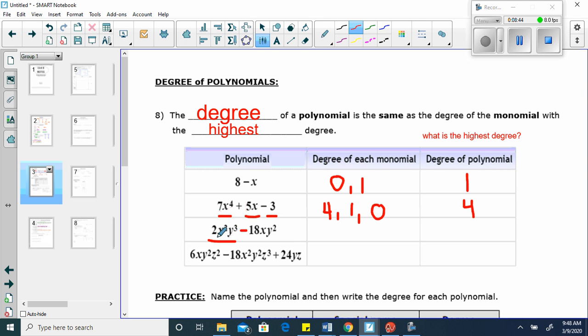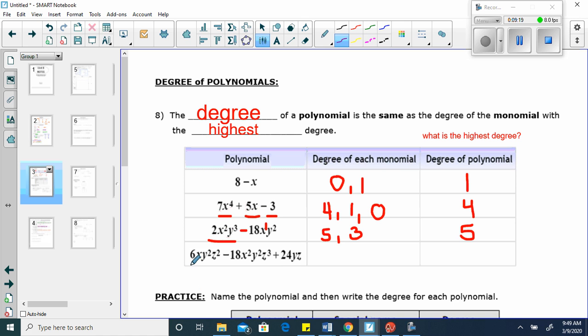What is the degree of this monomial? 5. And what is the degree of this monomial? 3, because there's a 1 here. So what is the highest degree? 5. Questions on that? I cannot add these two together because they're separated by this subtraction sign. This is a term and this is a term. You can only add within your term. Does that make sense? Okay, cool.